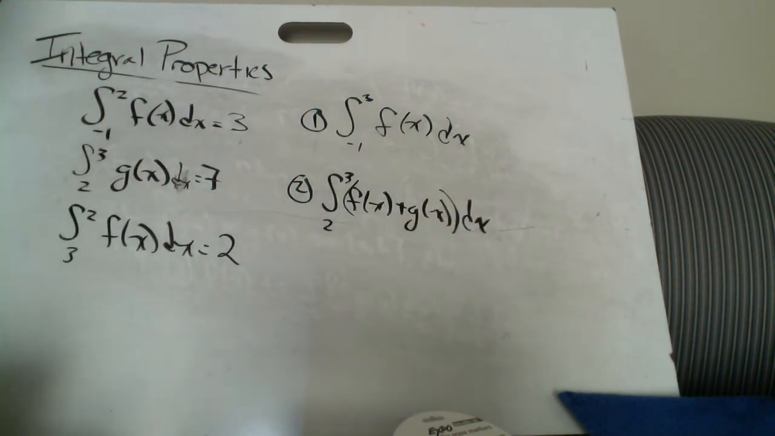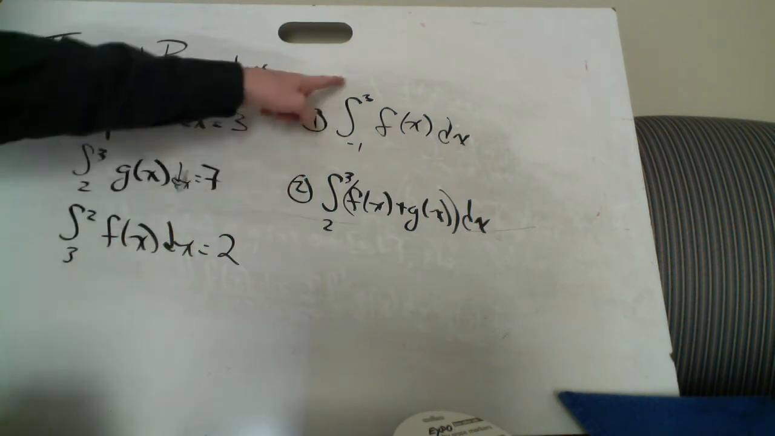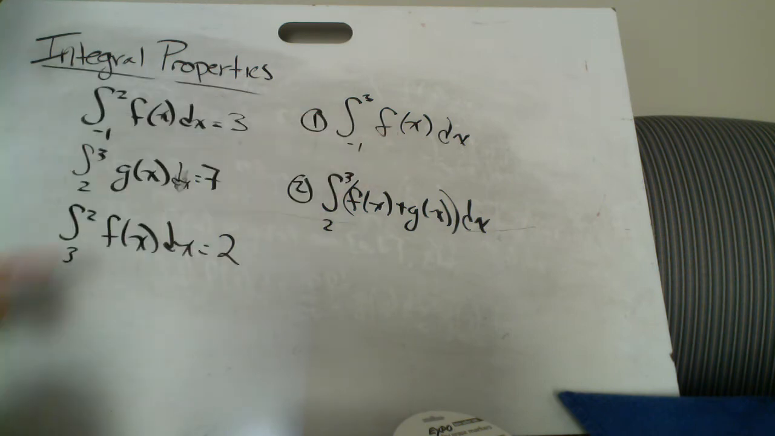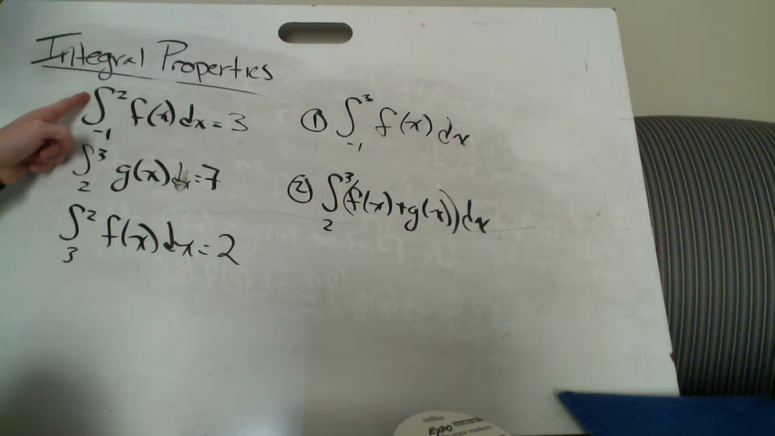Maybe you want to pause the video here, try these out for yourselves, see if your answers match the answers that I'm about to give. But if you'd just like to follow along, that's fine too. If I want to find the integral from -1 to 3 of f of x, I know the integral from -1 to 2. If I also knew from 2 to 3, then I would have all the way from -1 to 3. But I don't know the integral from 2 to 3. I do know the integral from 3 to 2, though.